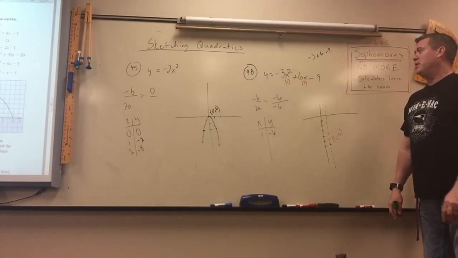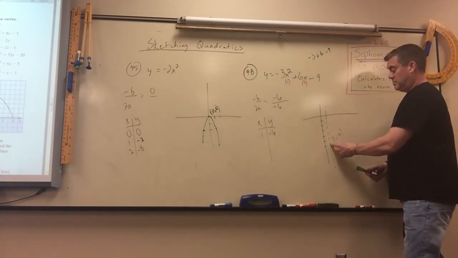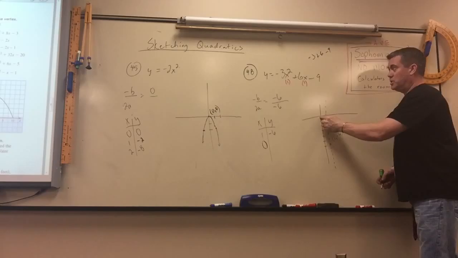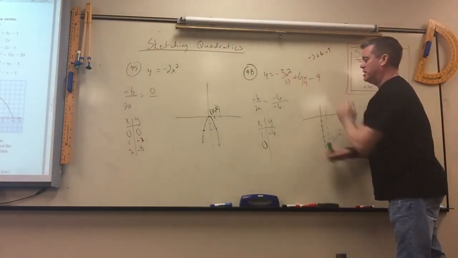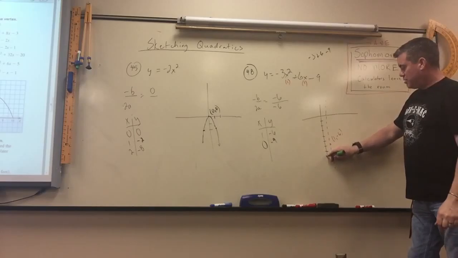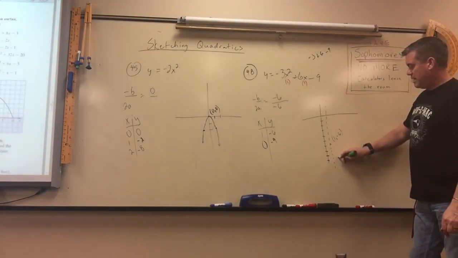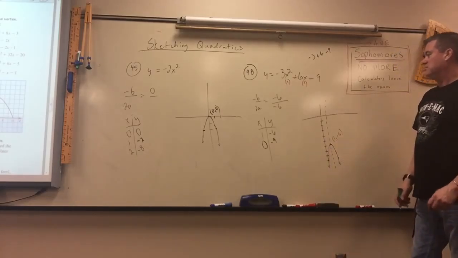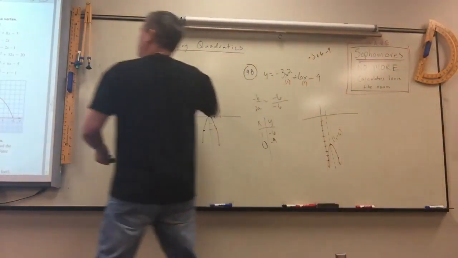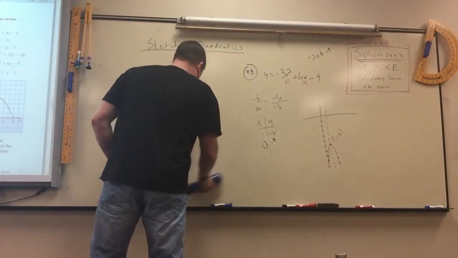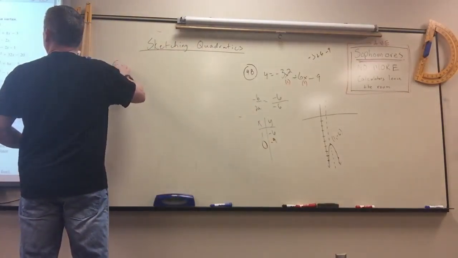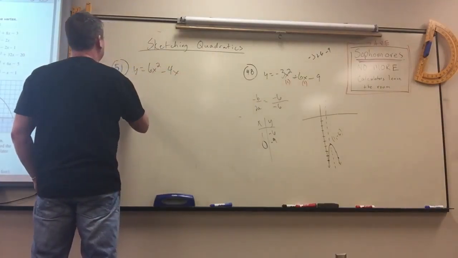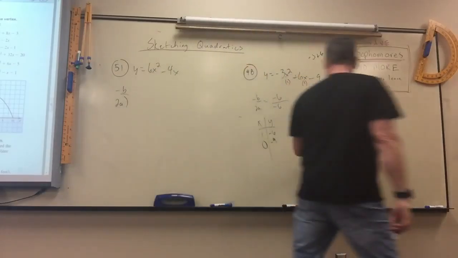Then what's a real easy one to plug in? 0. Remember, you can go either side of the dotted line. 0 is always easy because this would be 0, that would be 0, that would be negative 9. So I'd have to go down 3 more, flip it over, and then that's all we need. Because it drops down quicker then. One, negative 6, yep.